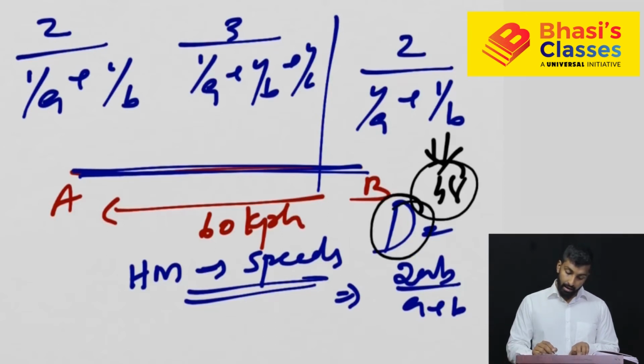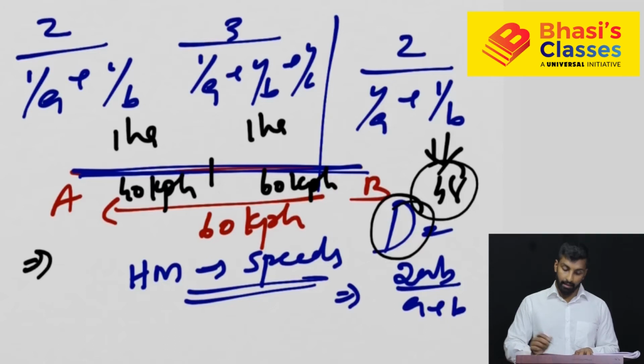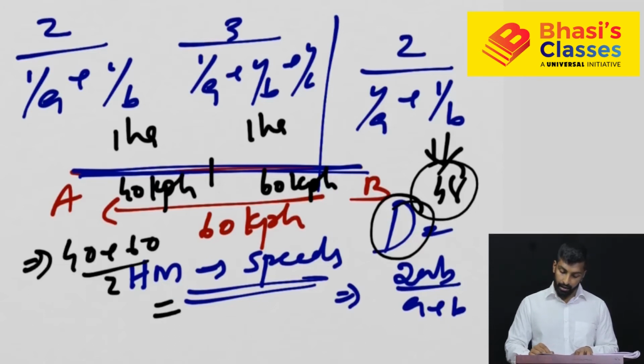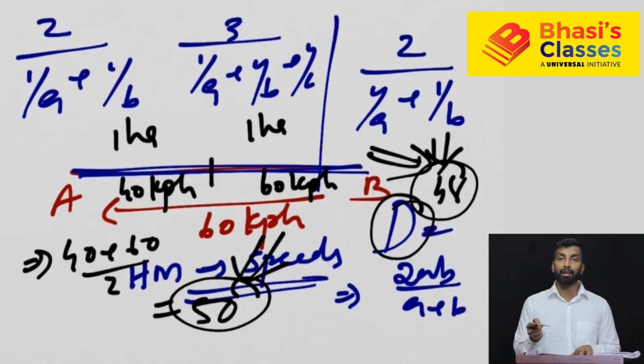Otherwise, if time is constant, say for the first 1 hour you are traveling at 40 km per hour and the next 1 hour at 60 km per hour, then what is the average speed? Average speed is nothing but the simple average, right? So 40 plus 60 by 2, you will get 50. So this 50 is the average speed, you are just taking the average. Here 48 is also an average speed, but you are taking the harmonic mean. Just by seeing average speed, you should not take the average directly.